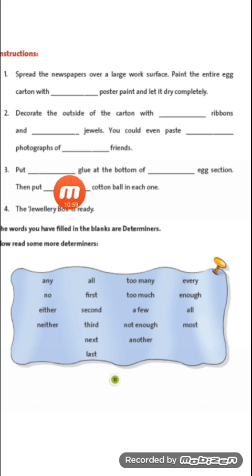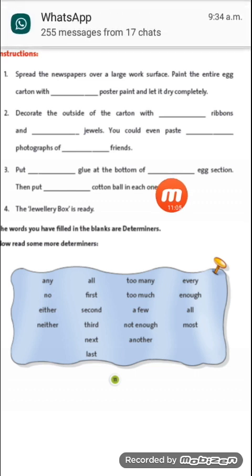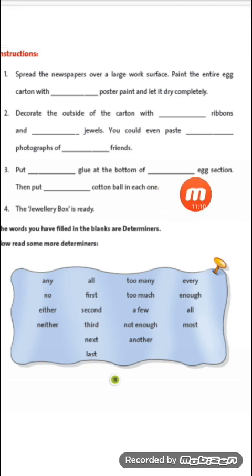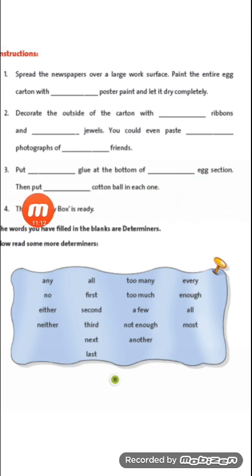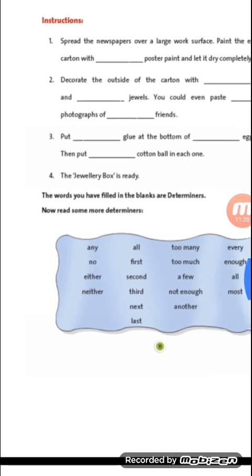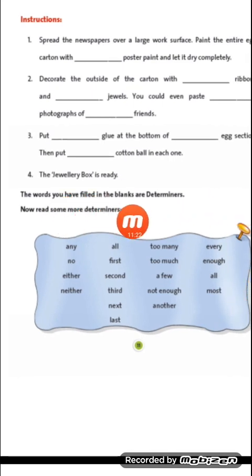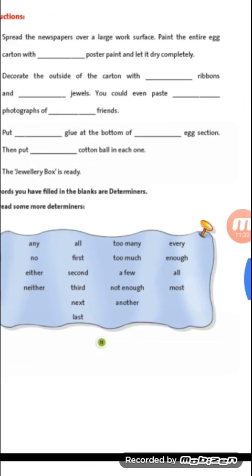Now put a little glue at the bottom of each, the word is given there. So we have egg sections, so we have to use a little glue with each egg section. Then put a cotton ball in each one. Then we will put a cotton ball in each one. Now the jewelry box is ready. The words you have filled in the blanks are determiners. So now read some more determiners. Now students, here they have given a list of determiners. You will try to read them also. They all are determiners.